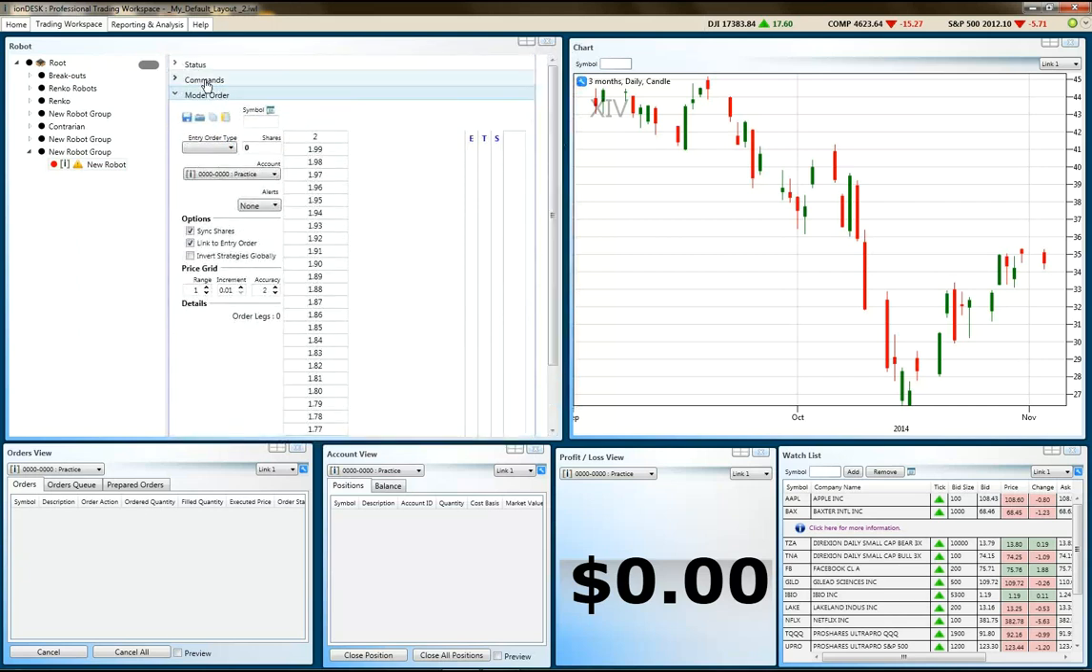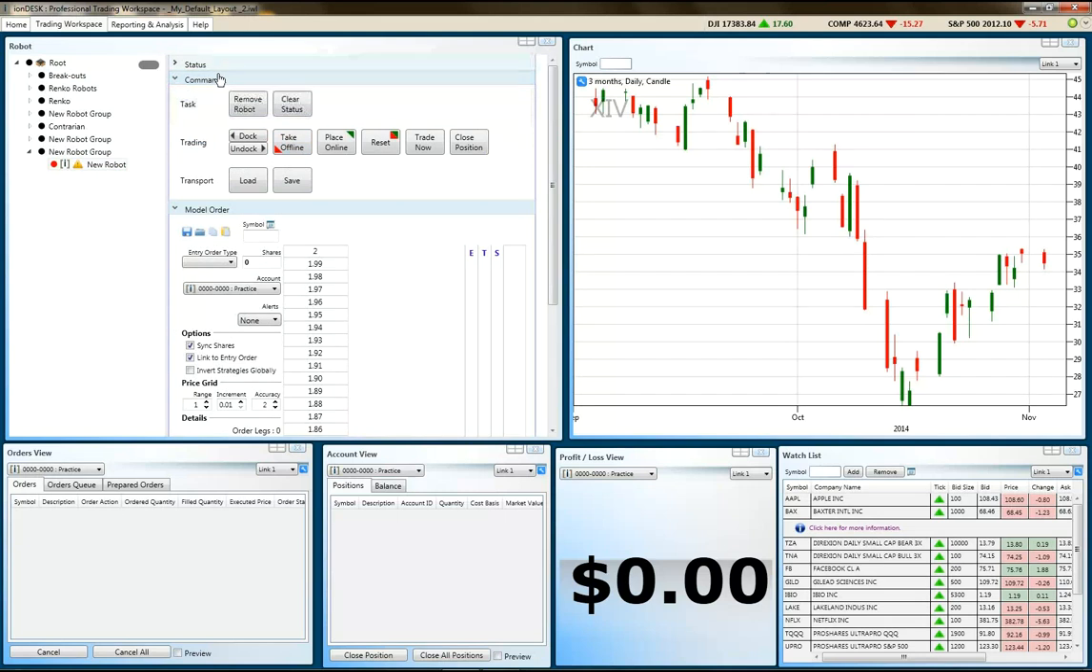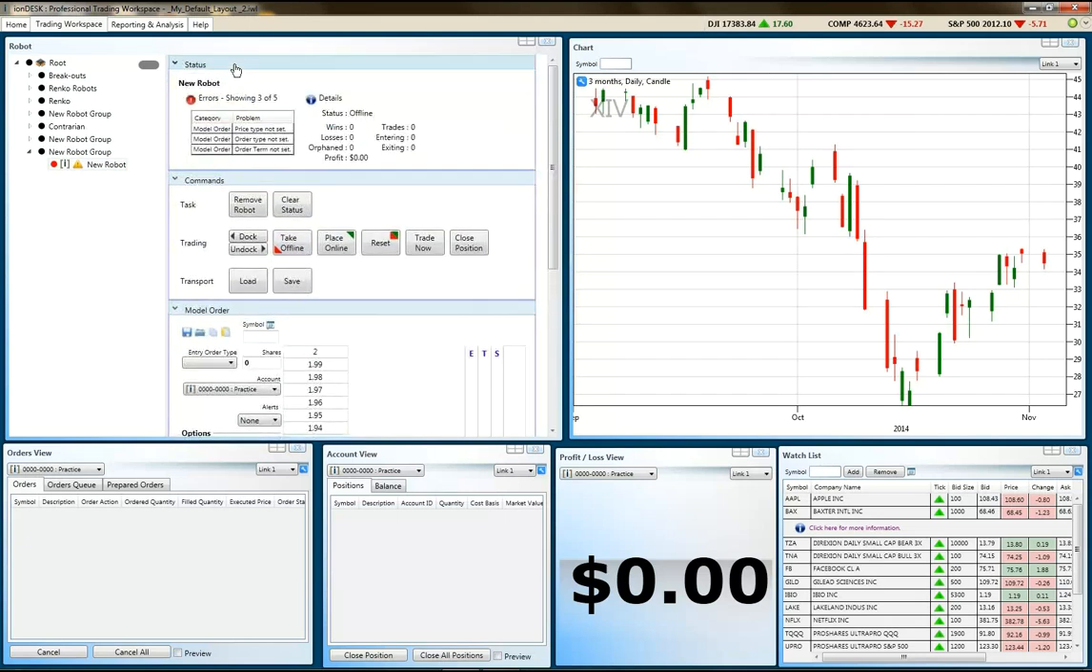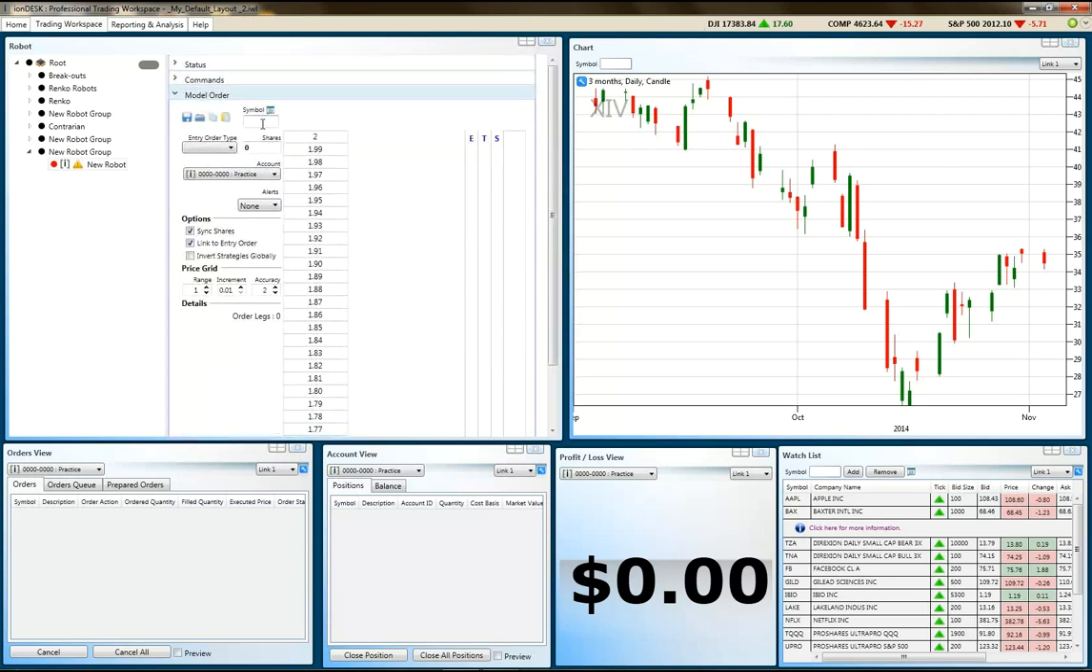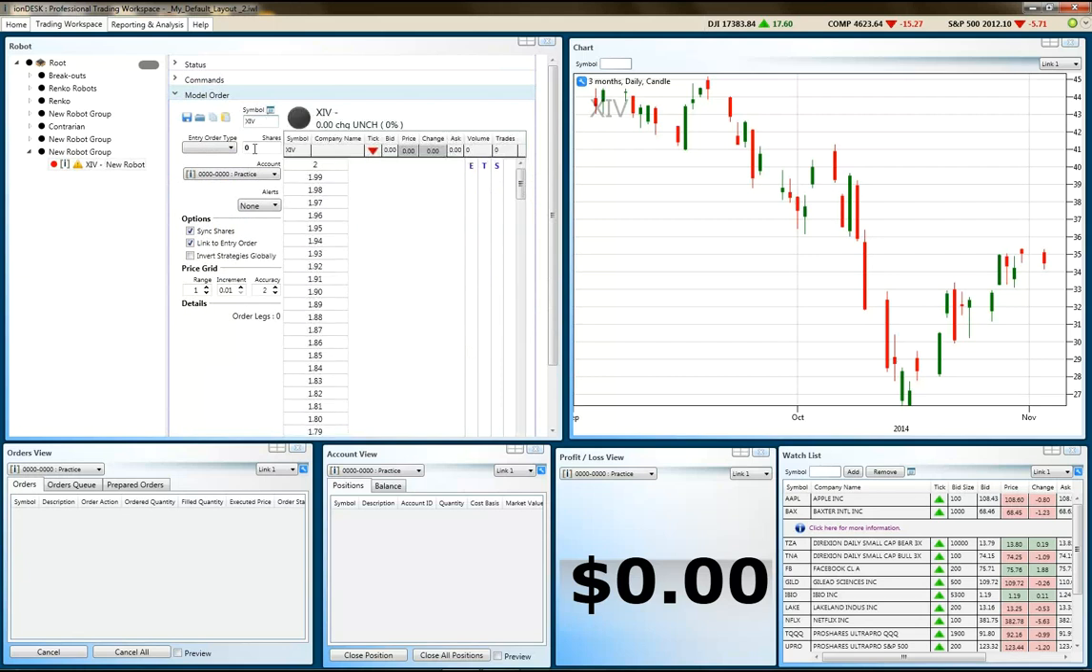Above we have commands that we can place by hand, and we also have the status for this particular robot, which has nothing there. It's showing us some errors because we haven't set up yet. So let's put in the XIV, and then we enter our shares. I'm assuming that if you made $400 on this particular stock, then you're probably trading somewhere between 1,000 to 2,000 shares. I'm actually trading 250 on this particular one, but it depends on which account I'm using.